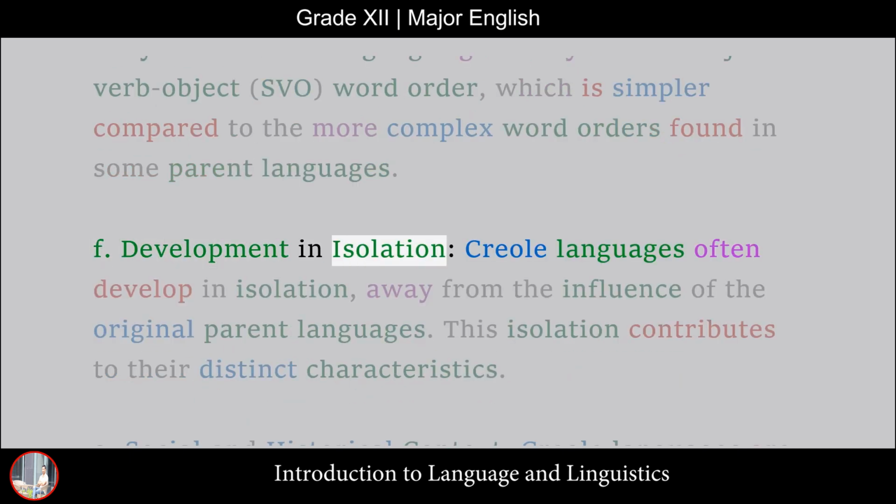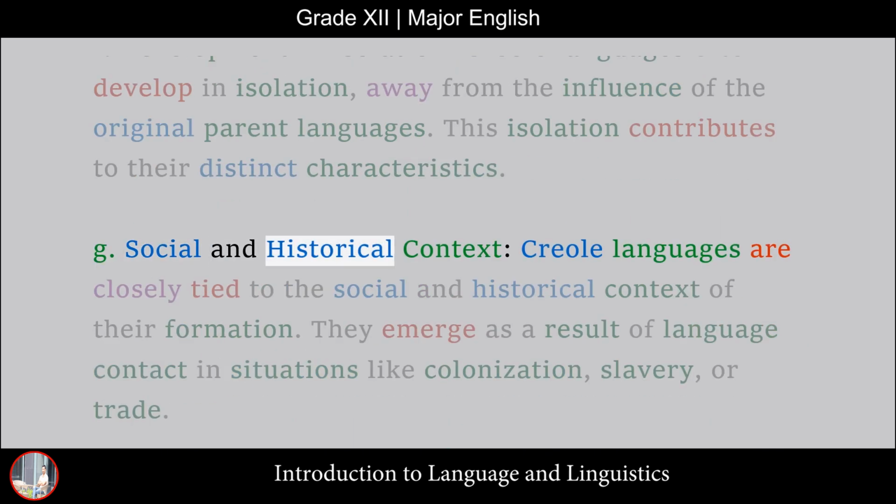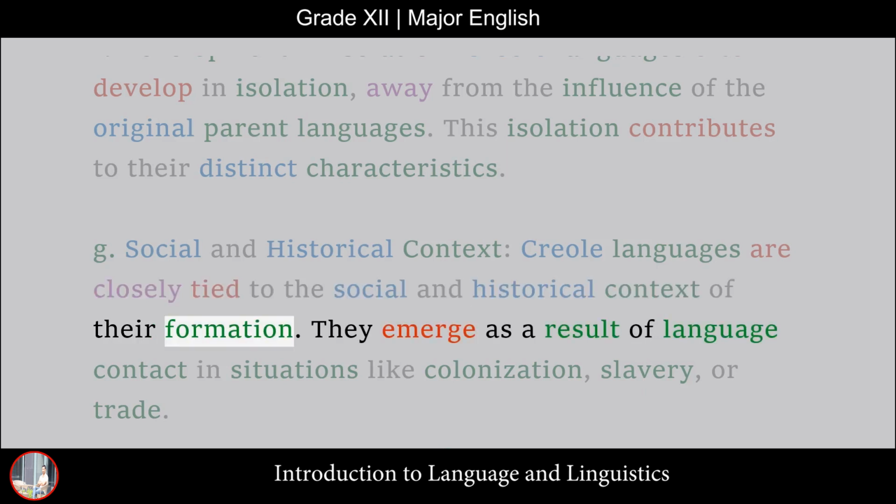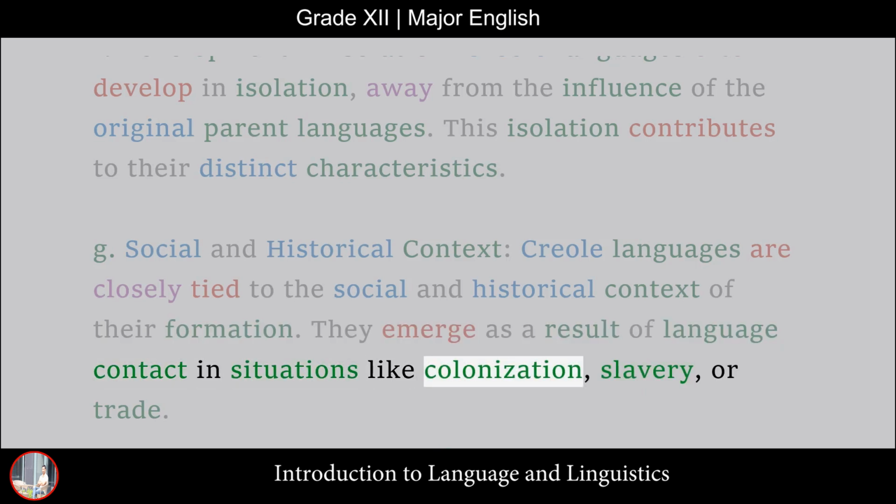F. Development in isolation. Creole languages often develop in isolation, away from the influence of the original parent languages. This isolation contributes to their distinct characteristics. G. Social and historical context. Creole languages are closely tied to the social and historical context of their formation. They emerge as a result of language contact in situations like colonization, slavery, or trade.